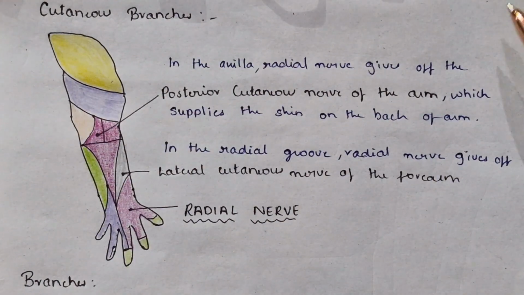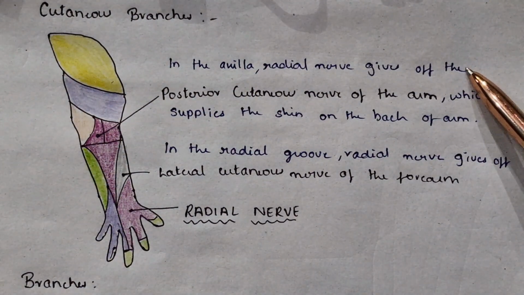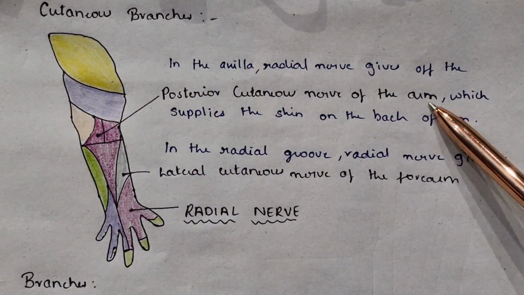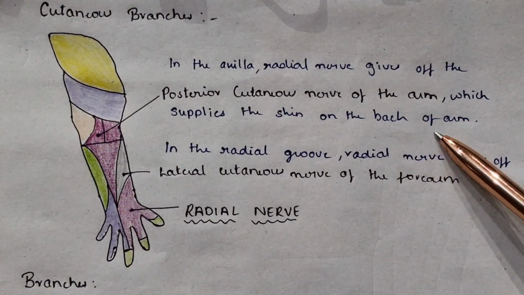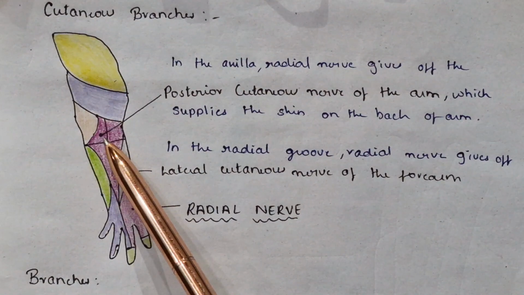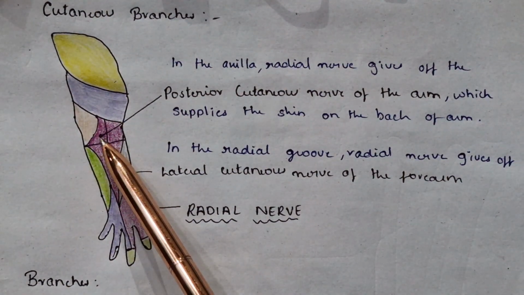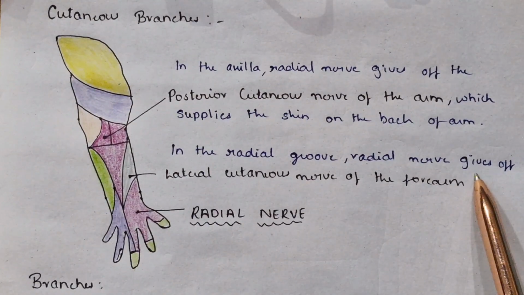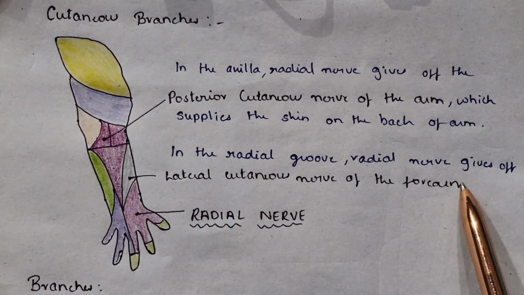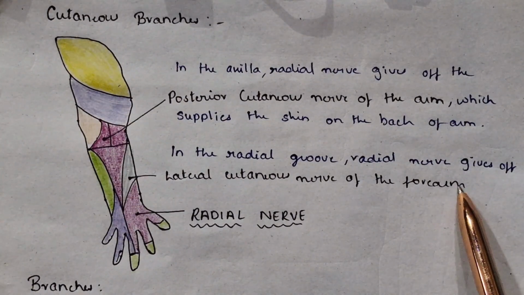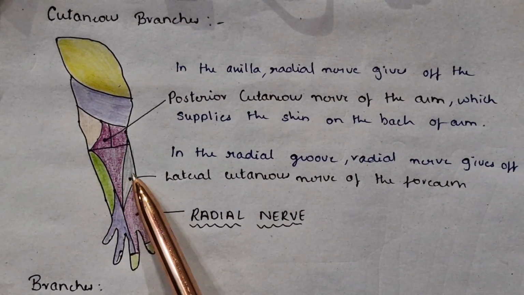Cutaneous branches. In the axilla, the radial nerve gives off the posterior cutaneous nerve of the arm, which supplies the skin on the back of the arm. So this region is supplied by the posterior cutaneous nerve of the arm. In the radial groove, the radial nerve gives off the lateral cutaneous nerve of the arm. So this region is supplied by the lateral cutaneous nerve.